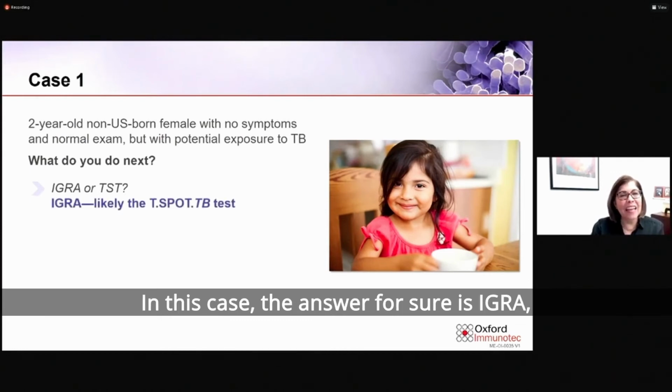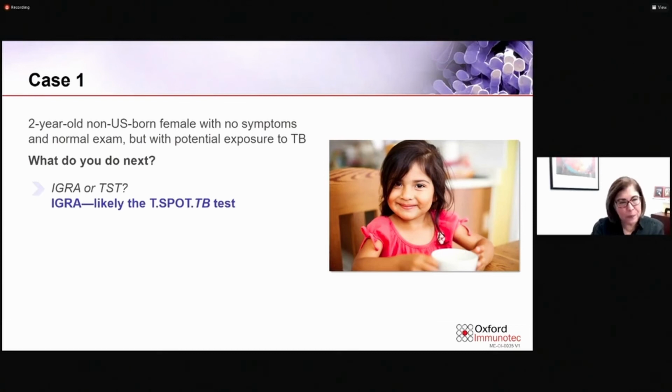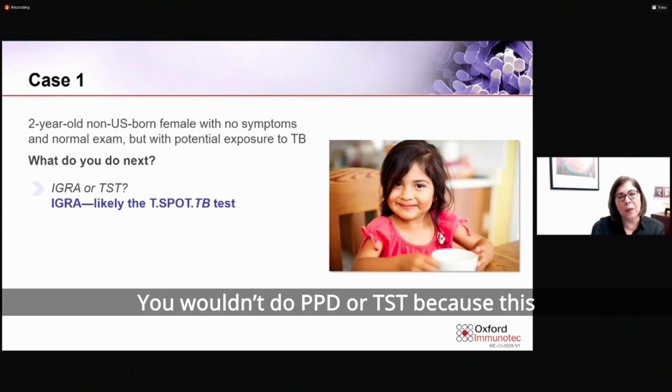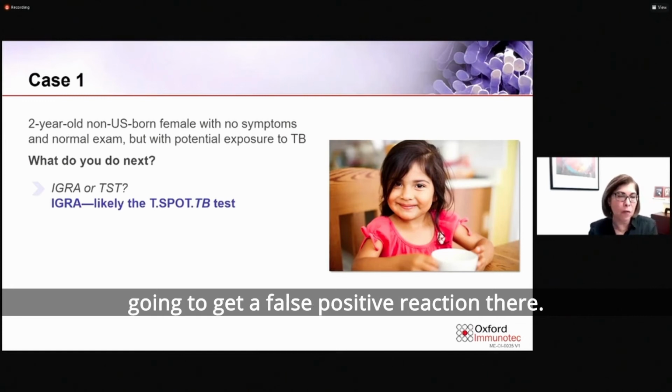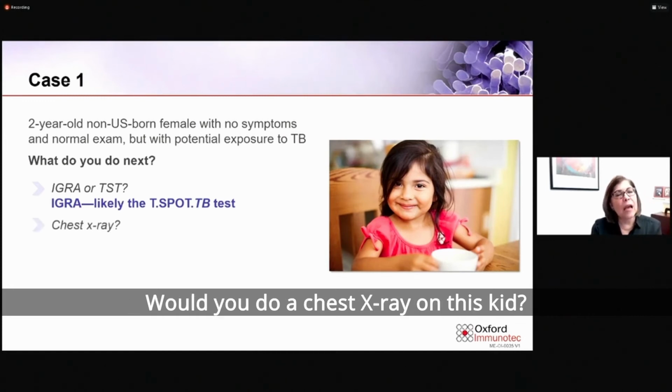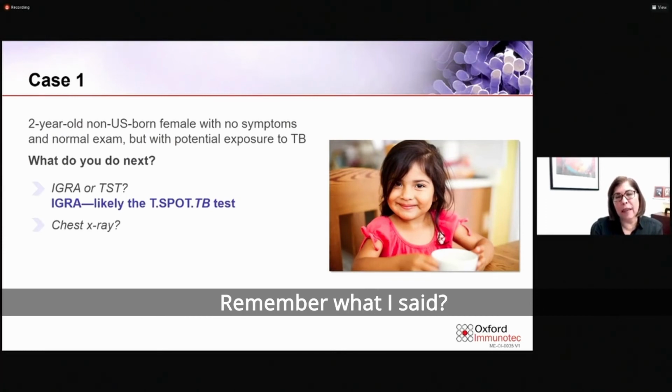In this case, the answer for sure is IGRA. Most likely T-SPOT.TB because this kid is only 2 years of age. You wouldn't do PPD or TST because this kid is vaccinated with BCG, so you're going to get a false positive reaction there. Would you do a chest X-ray on this kid? Remember what I said? She's young, she has an exposure, so you should do an X-ray regardless of the results of the TST or IGRA. You should do IGRA and chest X-ray.